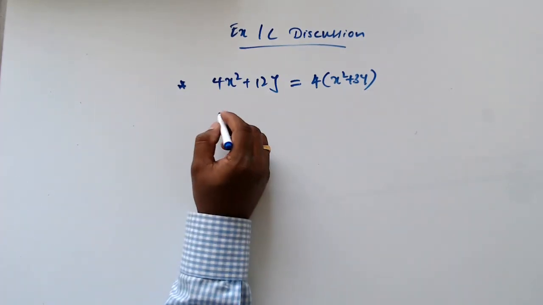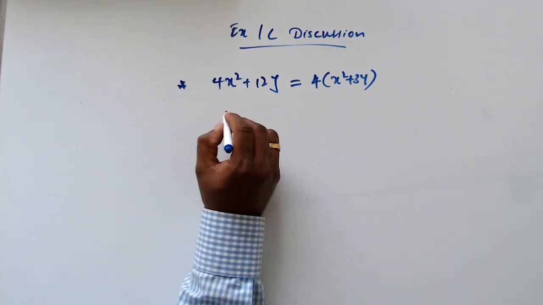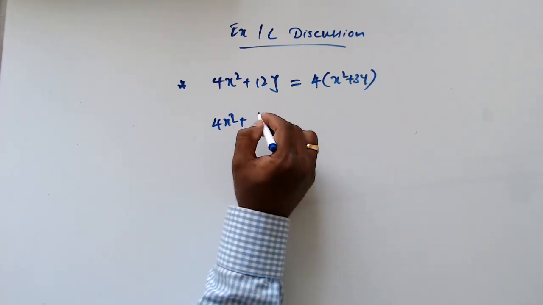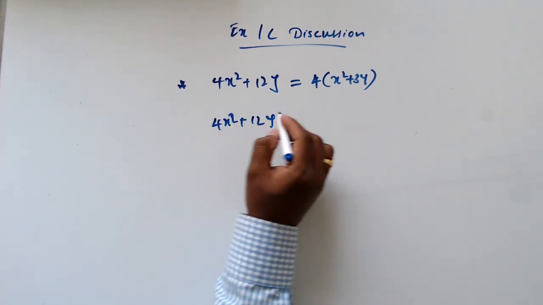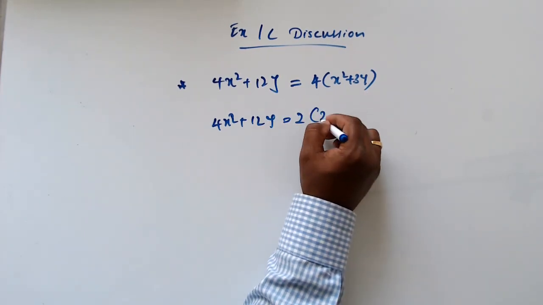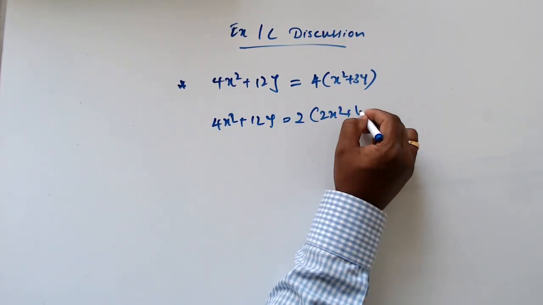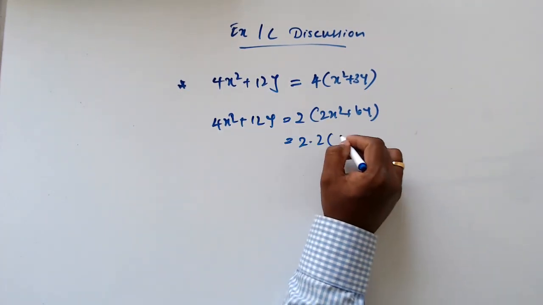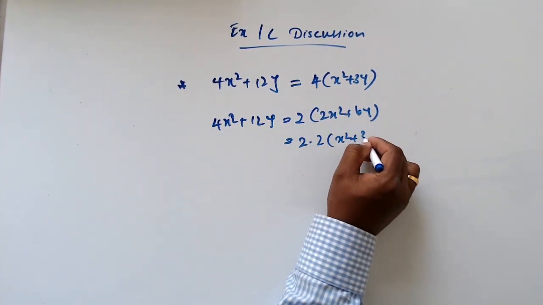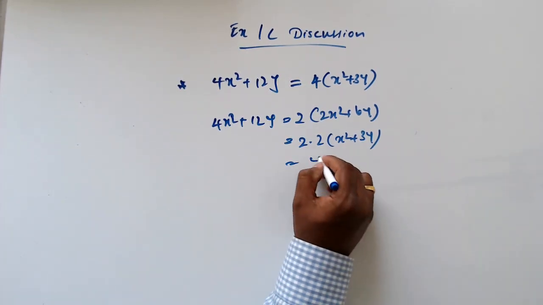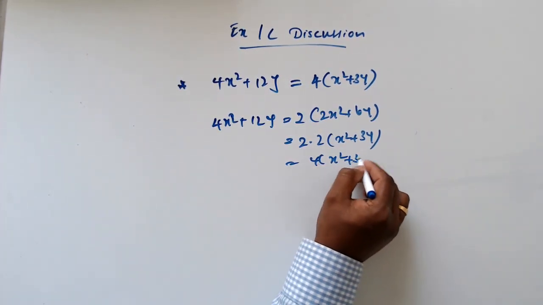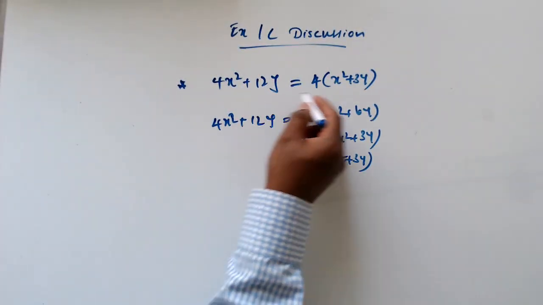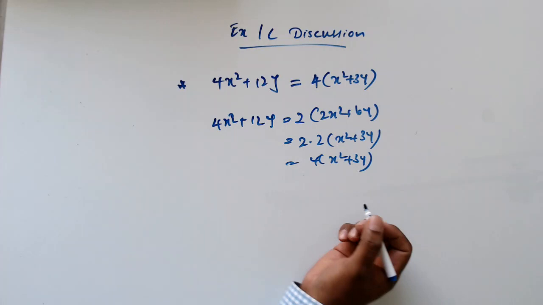Or you can do it by factorizing twice. I mean 4x square plus 12y. You can take 2 out, then 2x square plus 6y, then you can take another 2 out, x square plus 3y. Then this is going to be 4 times (x square plus 3y). This is the best way of doing it.